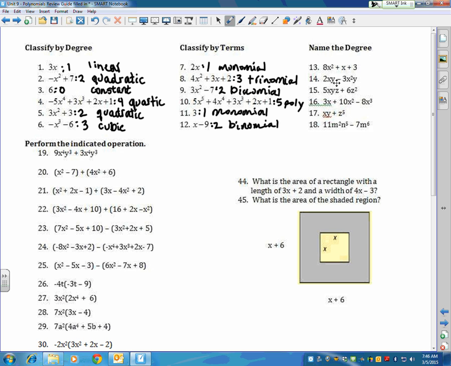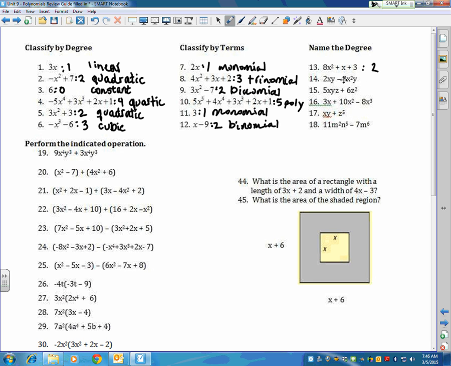Okay, here, when you name the degree, you have to make sure that you only have one letter. If you have 2 letters, you'll have to do something different. If you have one letter, you take the one with the highest power, and the highest power is 2. And so the degree of this polynomial is 2.